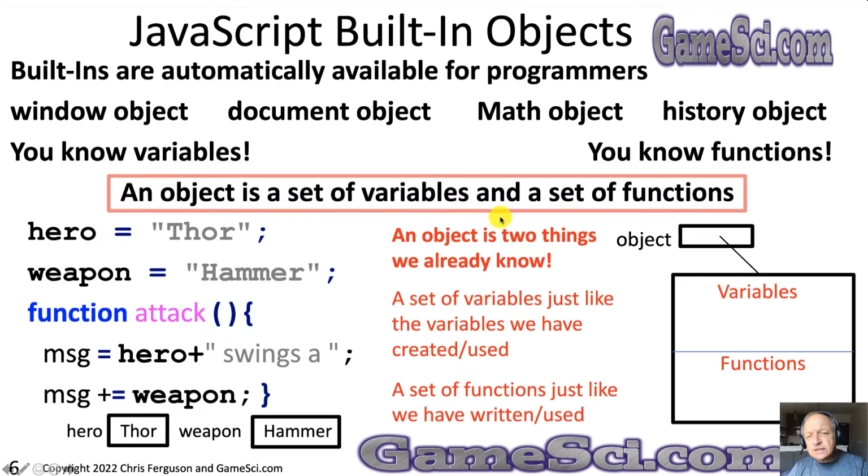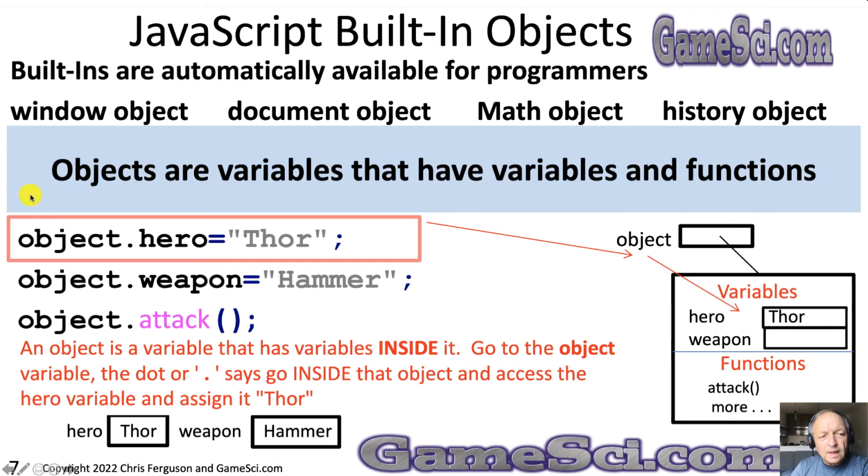An object is a set of variables and a set of functions. An object is two things we already know: a set of variables, just like the variables we have created and used, and a set of functions that we have written and used. You know functions, you know variables. That's what an object is composed of. Objects are variables that have variables and functions. It's like a conglomerate. It's multiple things packaged together into one entity called an object.